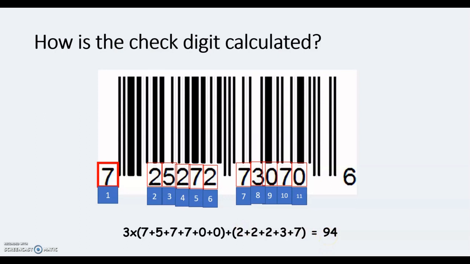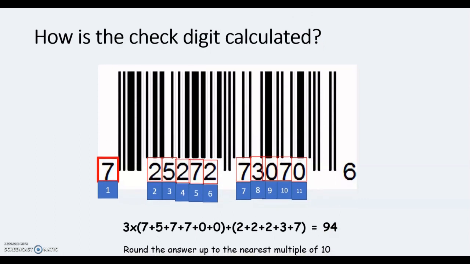After that, it will get the next multiple value. So what's the next multiple value of 10? It will be 100. So it rounds the answer up to the nearest multiple of 10. Sorry, I'll move this down a bit so you can actually see it. There we go. So that will go up to 100.